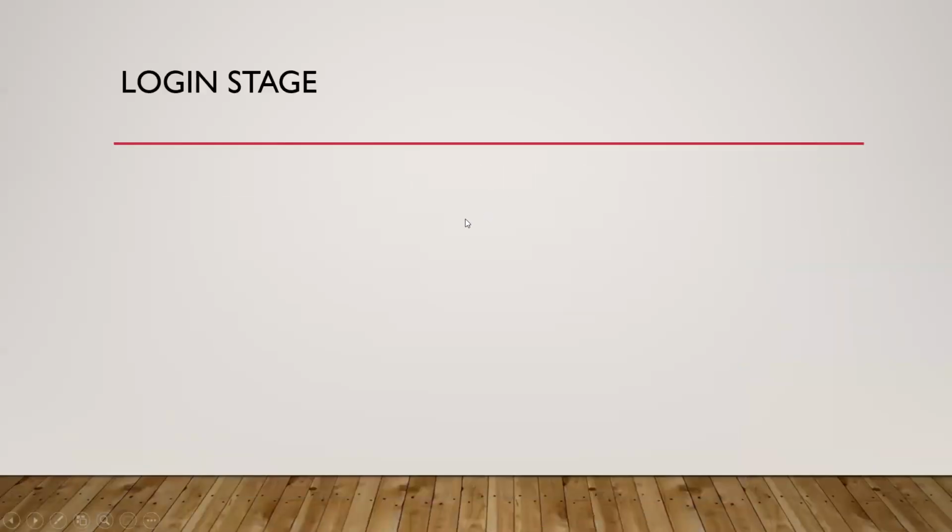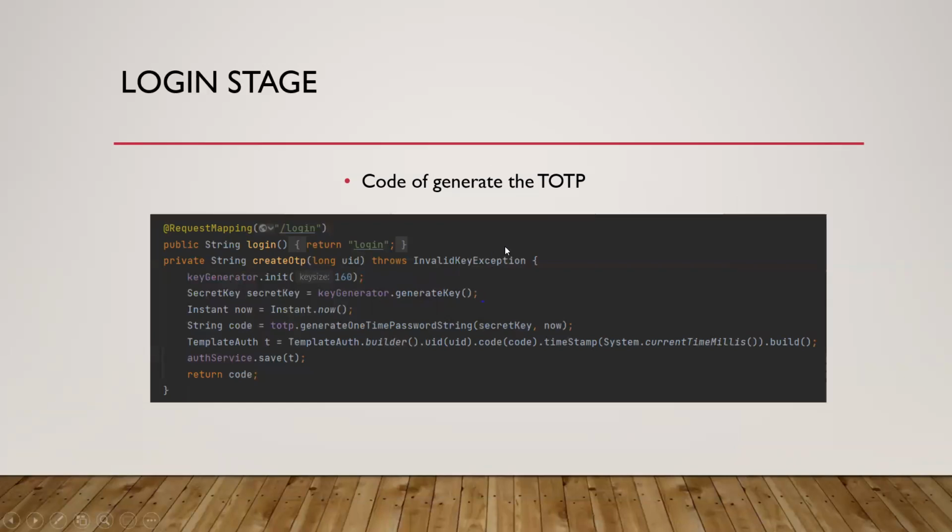And next is the login stage. Login stage has three parts. The first function is to generate the one-time password. I'll use the TOTP library. So here it is going to generate the one-time password and save the UID, code, and current time in the temporary order table. Once the login function is requested, it will generate this part. It will generate the one-time password.